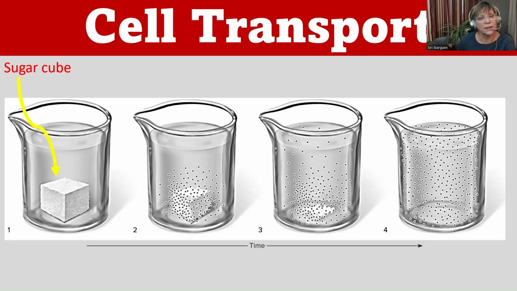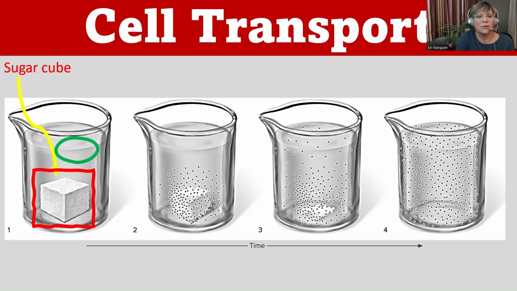Now, if you're looking at this and thinking about sugar as the molecule that we're thinking about when we're talking about concentration, if you put a square around the sugar at its highest concentration, you would have a square around this cube of sugar. That's where the sugar would be at the highest concentration. And in this beaker, the area that would have the lowest concentration of sugar, if we put that in a circle, would be around here.